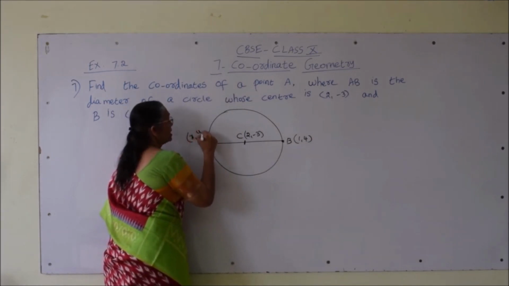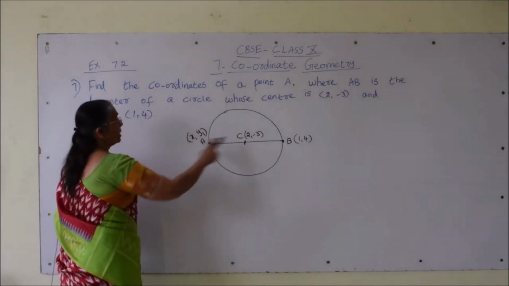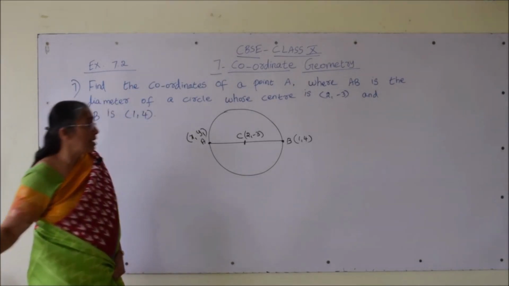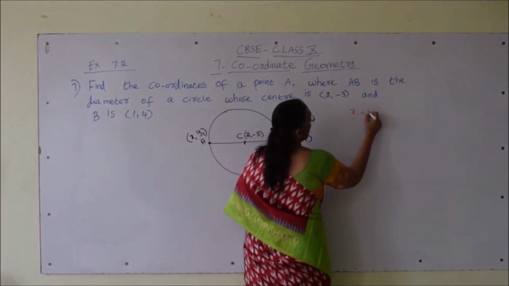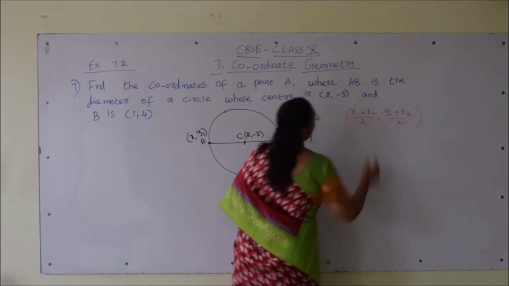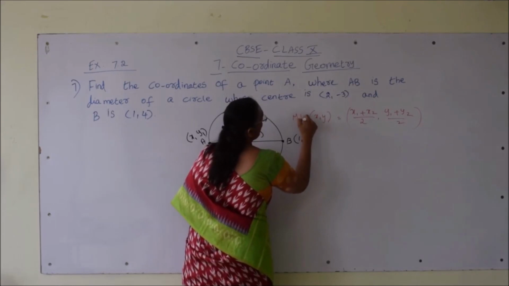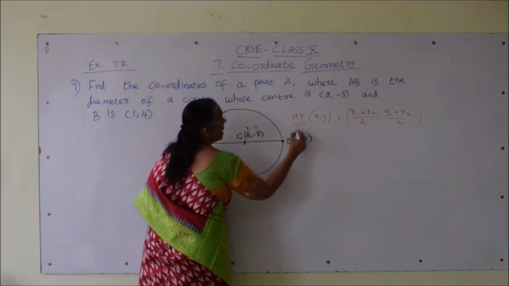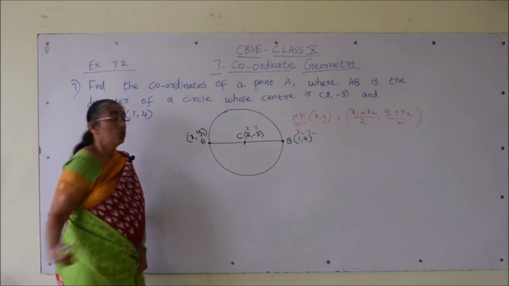Consider the A point as (x1, y1), and the center will be the midpoint of the diameter. So, using the midpoint formula, what is the midpoint formula? If (x1, y1) and (x2, y2) are the 2 points, then the midpoint of the line segment joining those 2 points is ((x1 + x2)/2, (y1 + y2)/2), which is equal to the midpoint (x, y). Here in this problem (x, y) is given, (x2, y2) is given. Our question is what is (x1, y1), right?